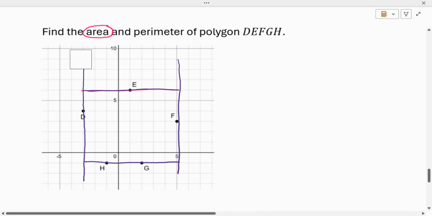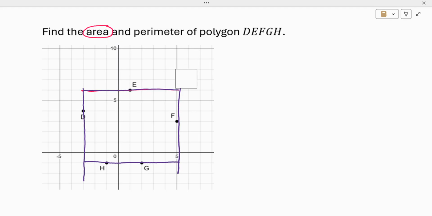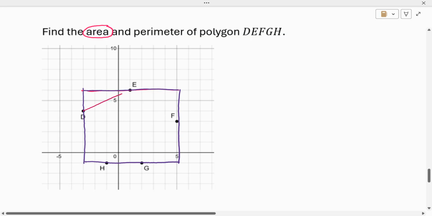So I'm going to erase out my extra fluff that I put in there. But I want you guys to understand how we're making our rectangles. That's the most important part, is just giving yourself something to work with. I'm going to connect my points D, E, F, G, H, so you can actually see that you have a pentagon.